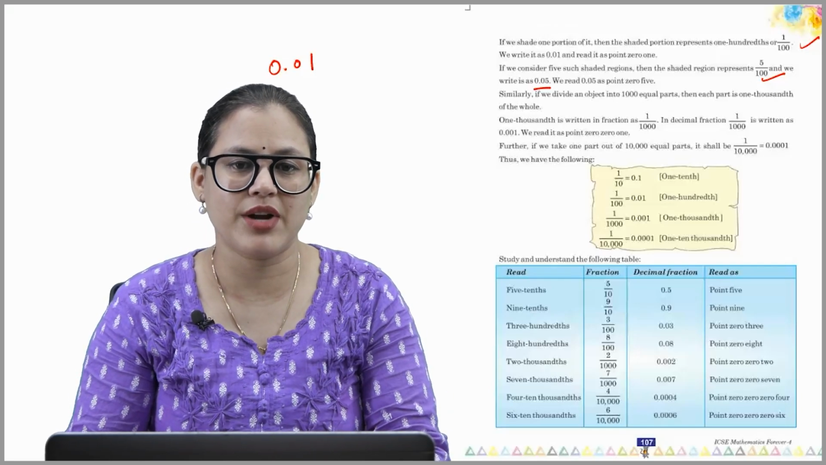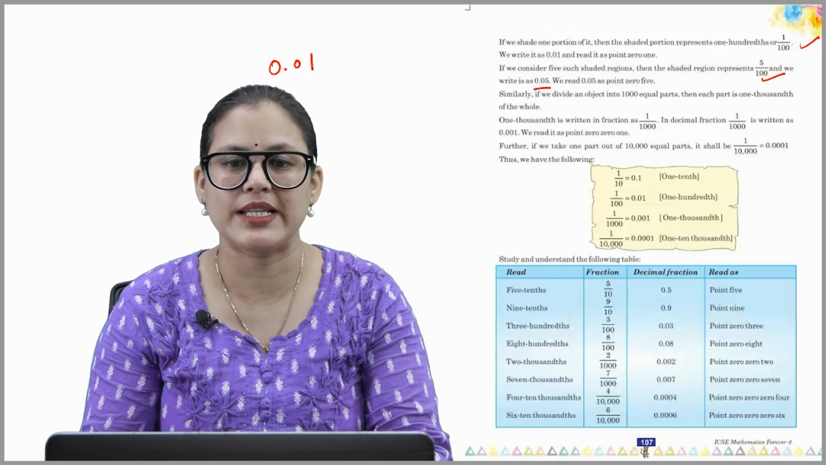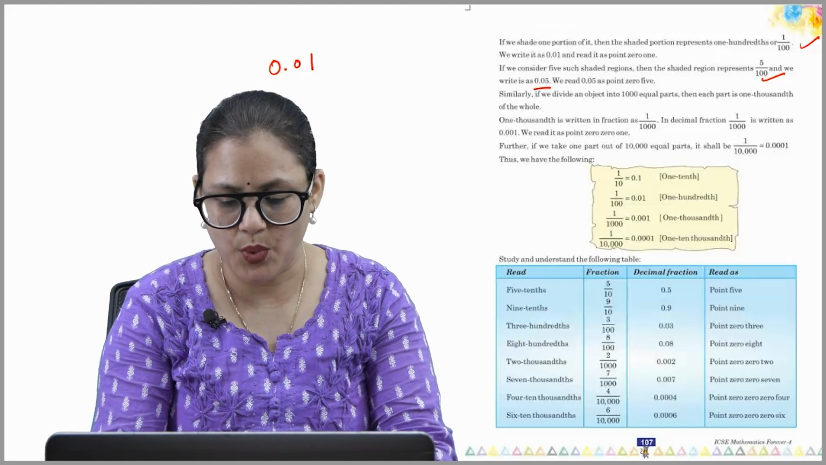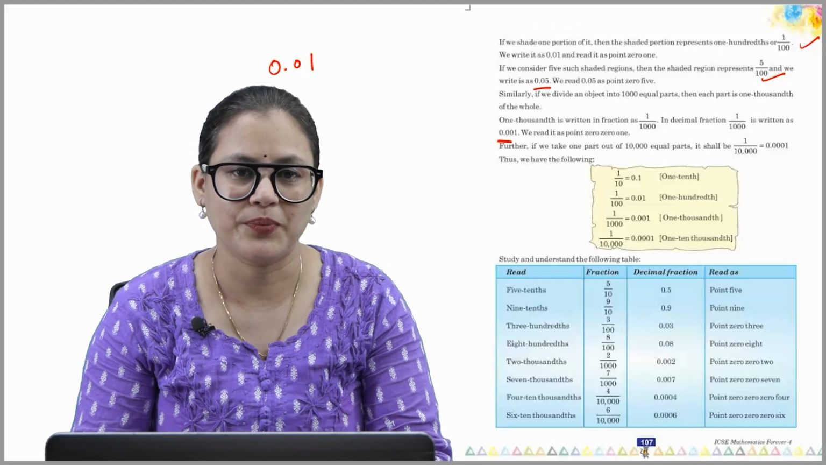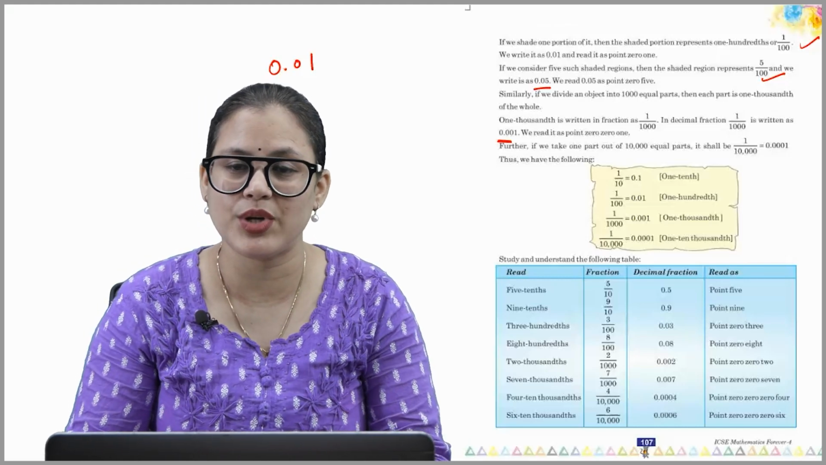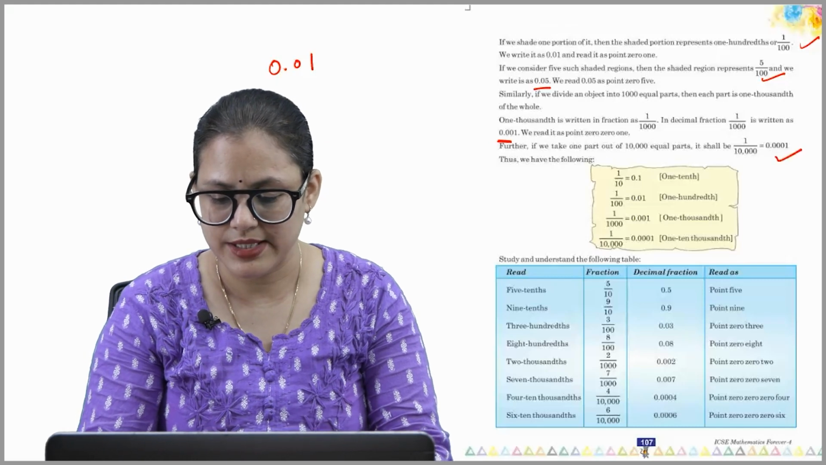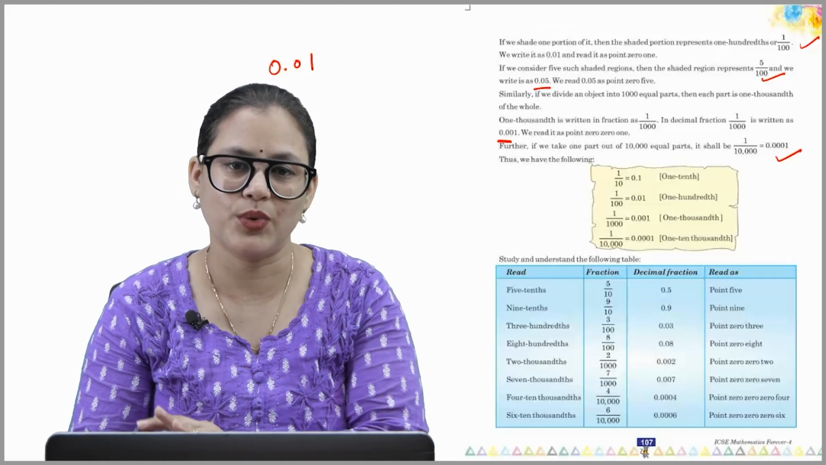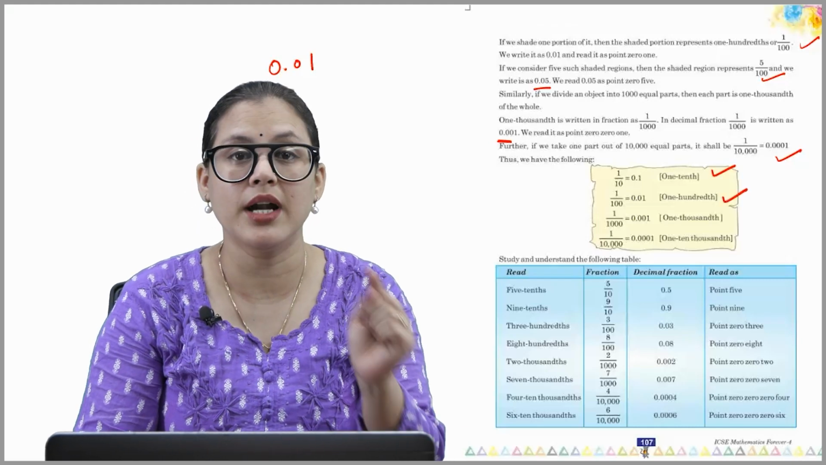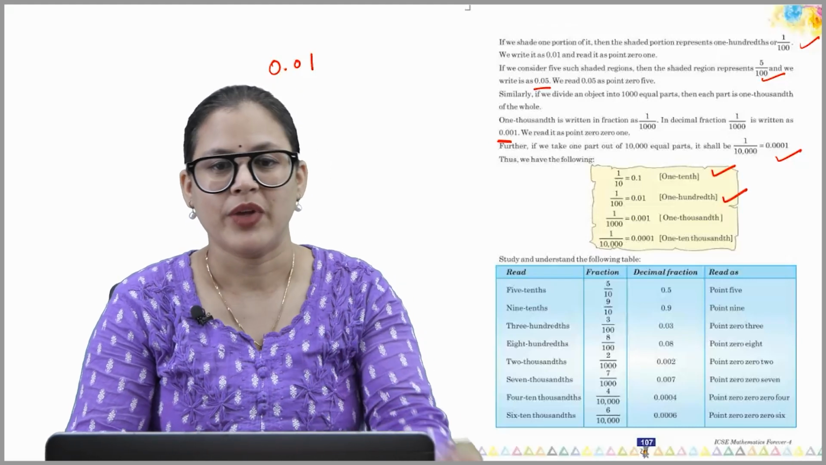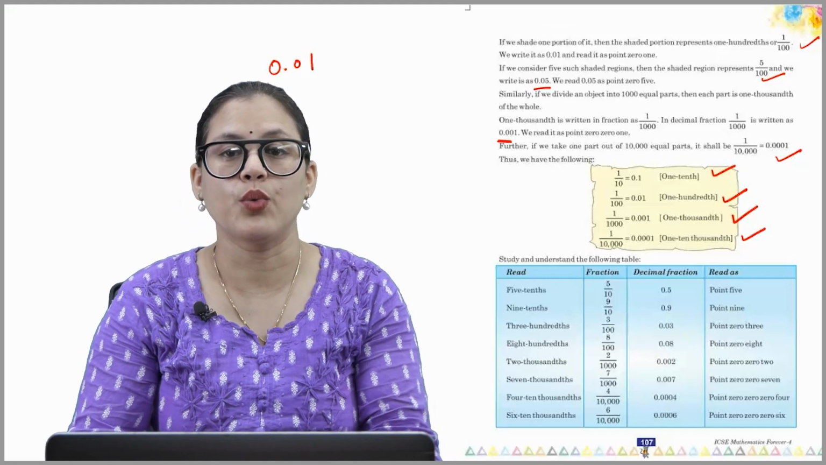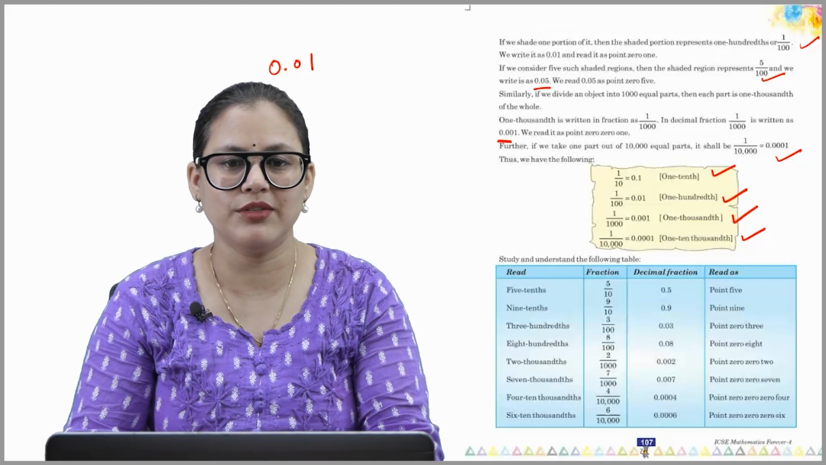1/1000th is written in fraction as 1 by 1000. In decimal fractions, 1 by 1000 is written as 0.001. Further, if we take one part out of 10,000 equal parts, it shall be 1 by 10,000 or 0.0001. Right? See, 1 by 10 is 1/10th, 1 by 100 is 1/100th, 1 by 1000 is 1/1000th and 1 by 10,000 is 1/10,000th. Now study and understand the following table.